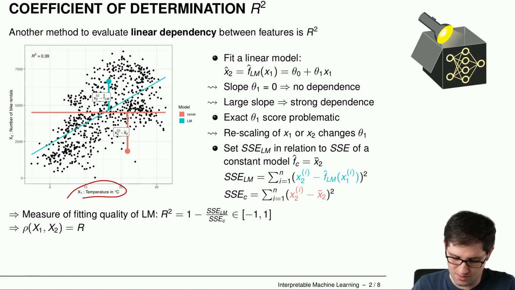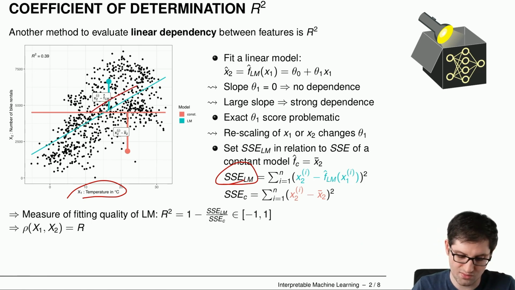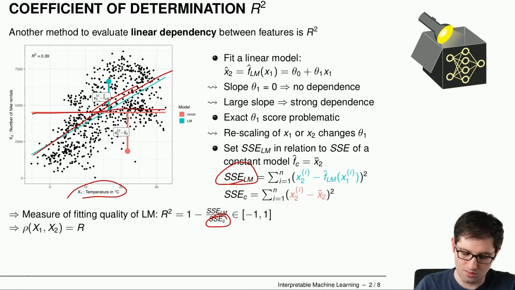And for this, the so-called R-squared measure looks at the following two components. First of all, it computes the sum of squared errors of the linear line that is fitted through these points, and it compares it, takes it in relation with the sum of squared errors of a constant model that is fitted in here.